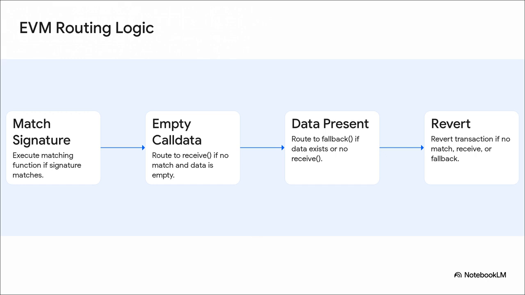Step 3, let's say there's no match, but the calldata actually has data in it. Or maybe someone sent plain ETH, but you didn't write a receive function. In both of those scenarios, the EVM routes the call to the fallback function. And finally, step 4, no match, no receive, and no fallback. The EVM just throws its hands up and reverts the transaction entirely. No harm done, but the transaction fails.